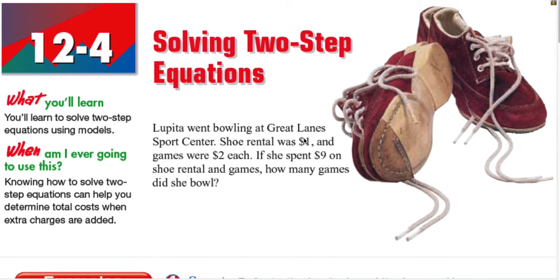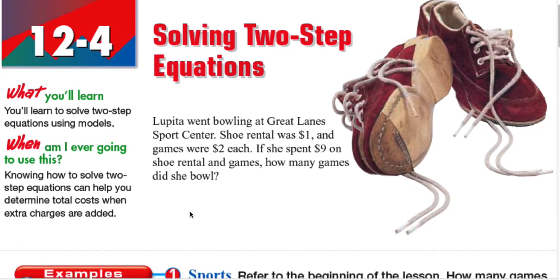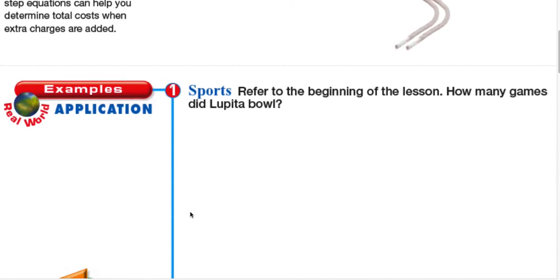So Lupita went bowling at Great Lanes Sports Center. Shoe rental was $1. Games were $2 each. If she spent $9 on shoe rentals and games, how many games did she bowl? So this is a typical word problem involving two-step equations, and let's solve it.